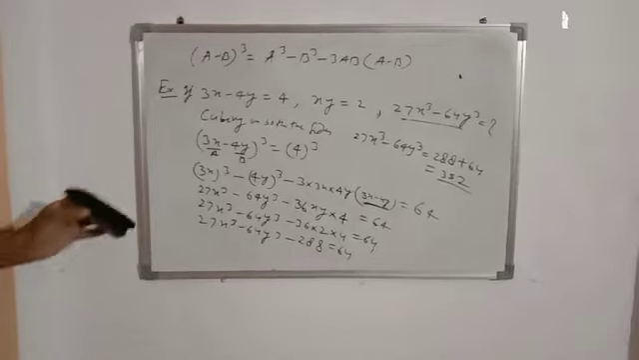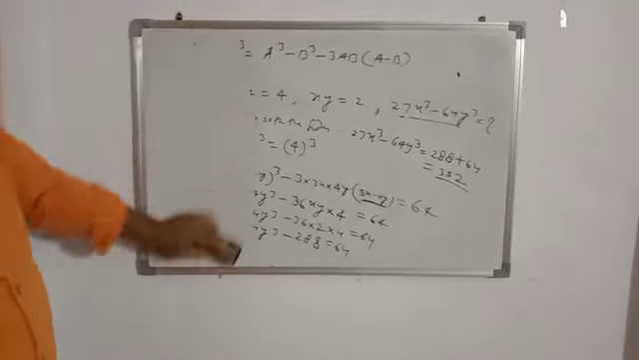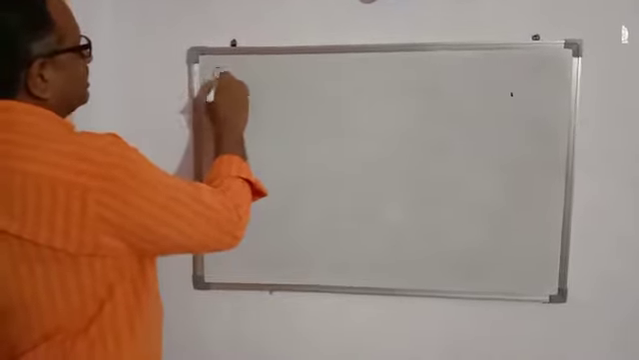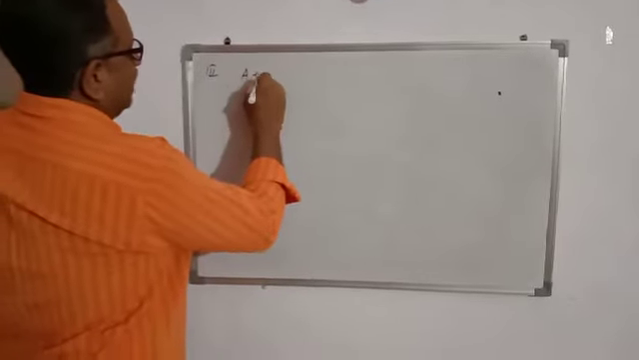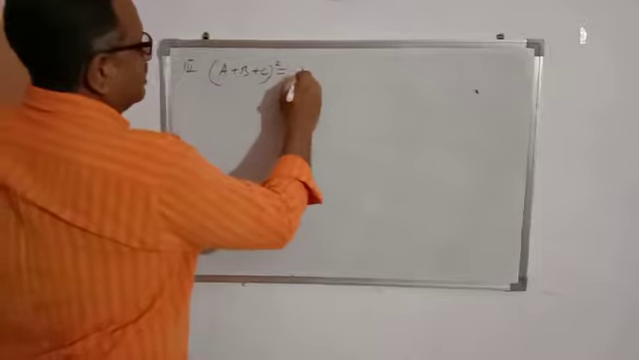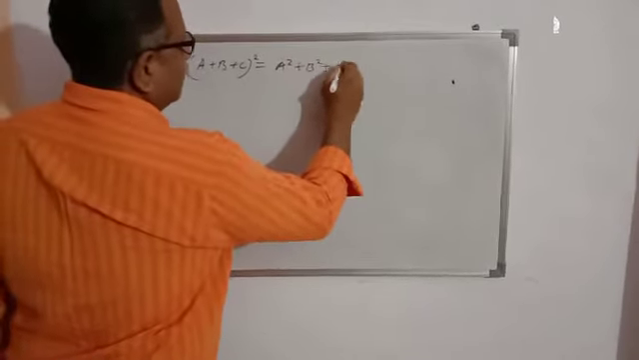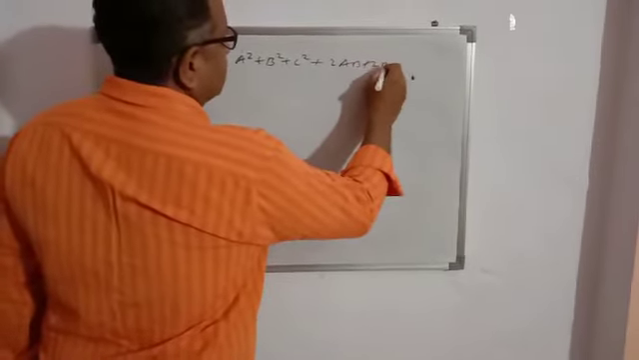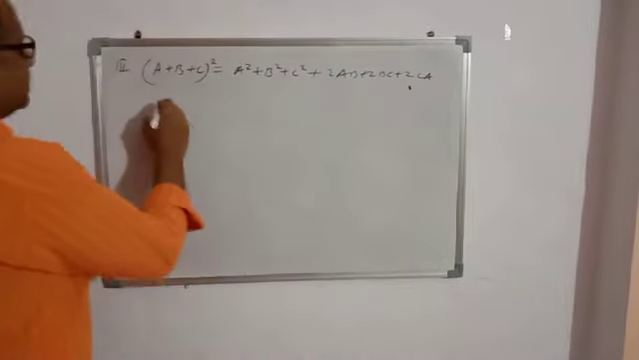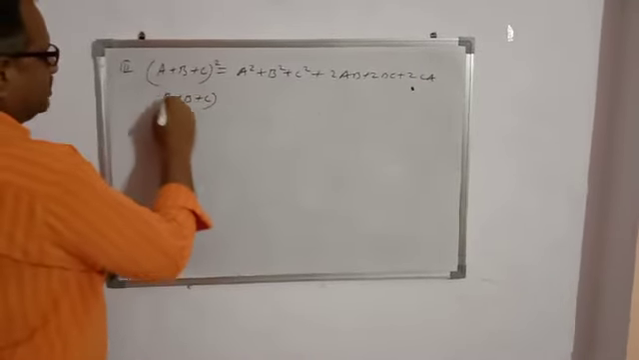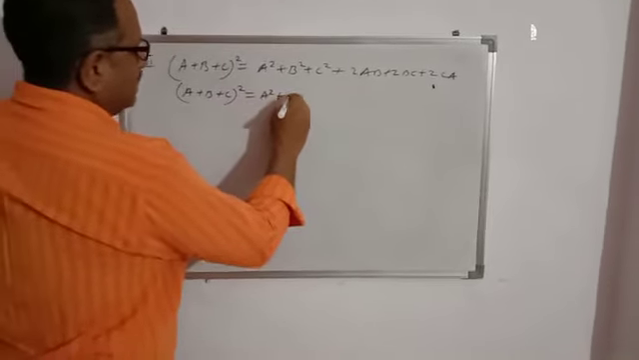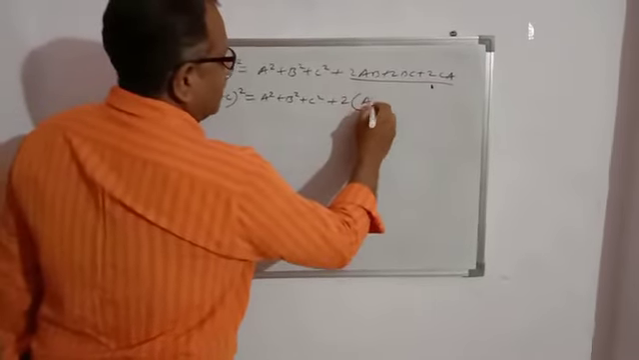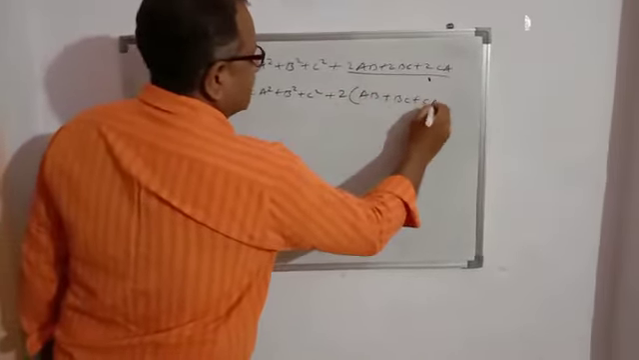Let us see one more algebraic identity. Let us see the third algebraic identity: (A plus B plus C) whole square. We know that it is A square plus B square plus C square plus 2AB plus 2BC plus 2CA. If we take 2 common from the last 3 terms, we will get A square plus B square plus C square plus 2 in bracket (AB plus BC plus CA).